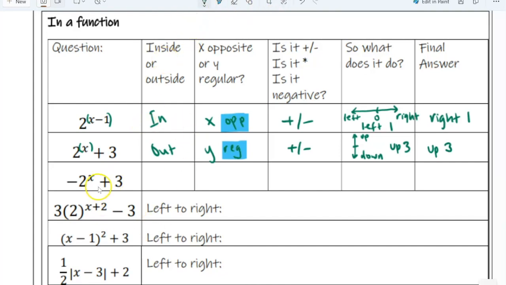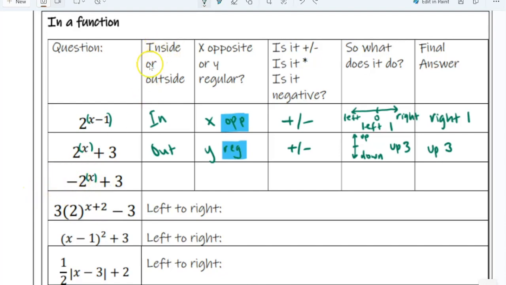All right, let me do another one. Again, find your parentheses, where your x is right here. That means everything is outside. Let's start. Since they say from left to right, I'm going to start from left to right. I've already done this +3 part, so I already know what that means. That's out, y regular. That's going to be up 3. Now I have this other negative. So I have a negative outside.